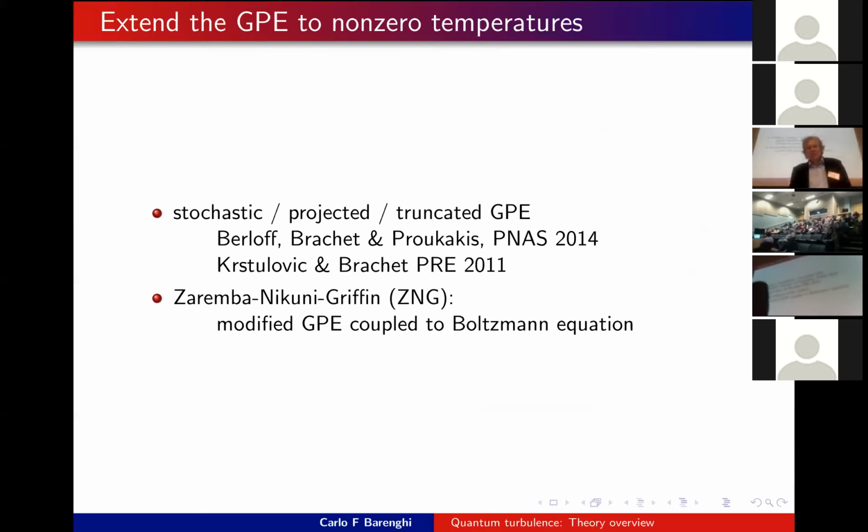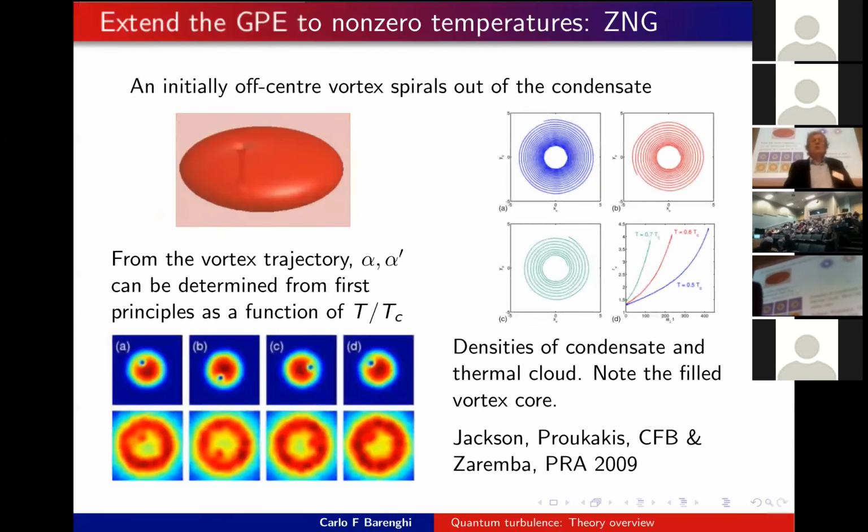There is another approach in which one adds to the Gross-Pitaevskii equation some kind of Boltzmann equation. It reminds us that Navier-Stokes is not God-given, but actually comes from some kind of Boltzmann equation. So we couple Gross-Pitaevskii to a Boltzmann equation for the thermal excitations. And I want to show you which kind of results one can obtain with this approach.